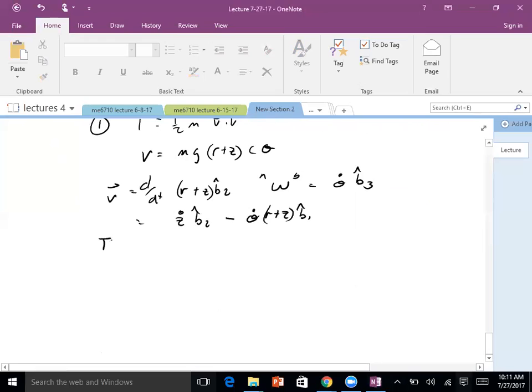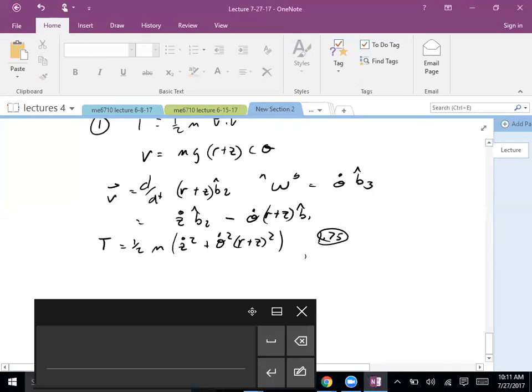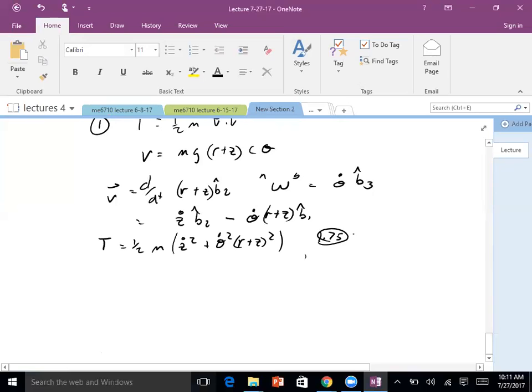So now I can write my T. It's 1/2 m times z dot squared plus theta dot squared times r plus z squared. And I already wrote my V. And you know what, Kevin, I'm going to call this 1.75. I'm going to write my constraint right now. The constraint that I'm going to have is that the ball stays on the sphere. And the ball staying on the sphere means that z equals 0.